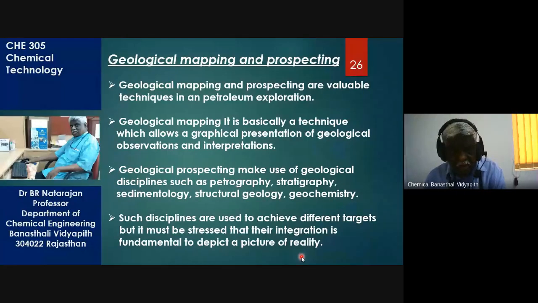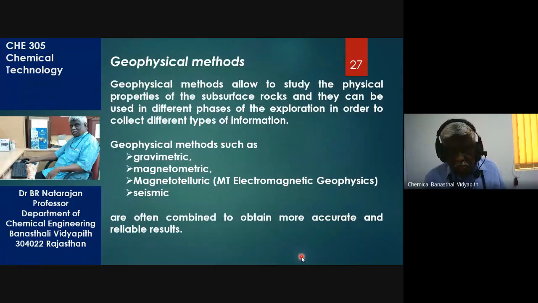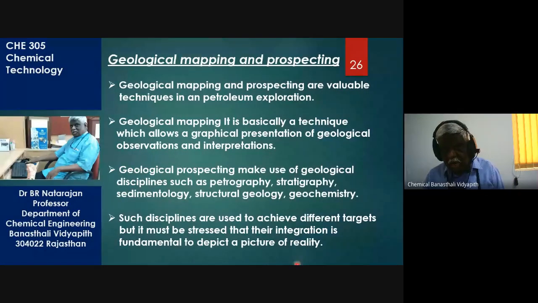Let's now get going. So you have now the next. Geological mapping is collecting rock and plant samples and making an analysis, right? Whether they have something to do with the oil formation or not.